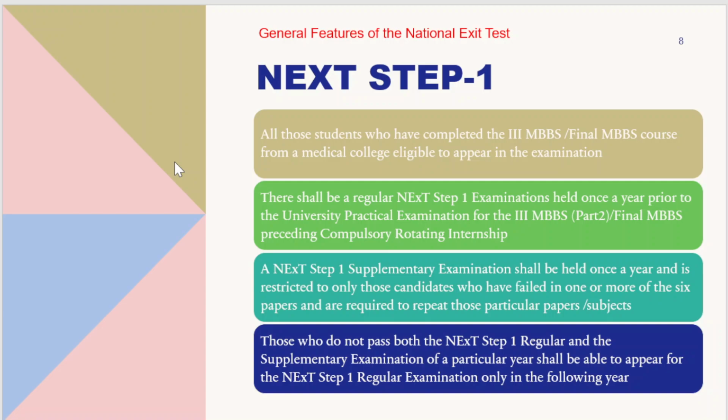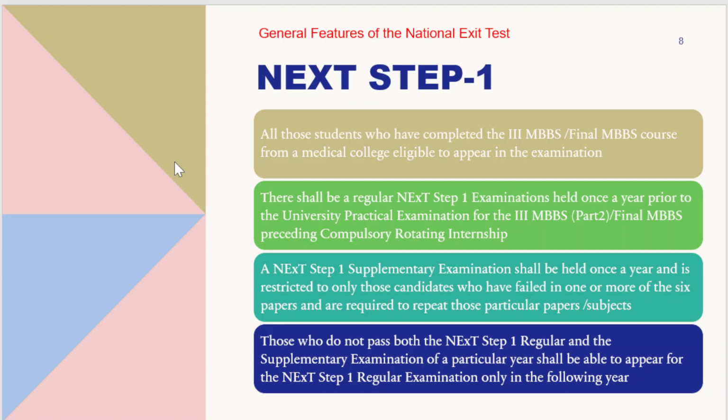Okay, the NExT step 1 supplementary examination shall be held once a year and is restricted to only those candidates who have failed in one or more of the 6 papers and are required to repeat those particular papers or subjects. Okay, so if somebody fails in a particular subject or in more than one subject, that is a maximum of 3 subjects, then there will also be a supplementary examination, which will be held once a year. So a regular NExT step 1 and a step 1 supplementary examination.